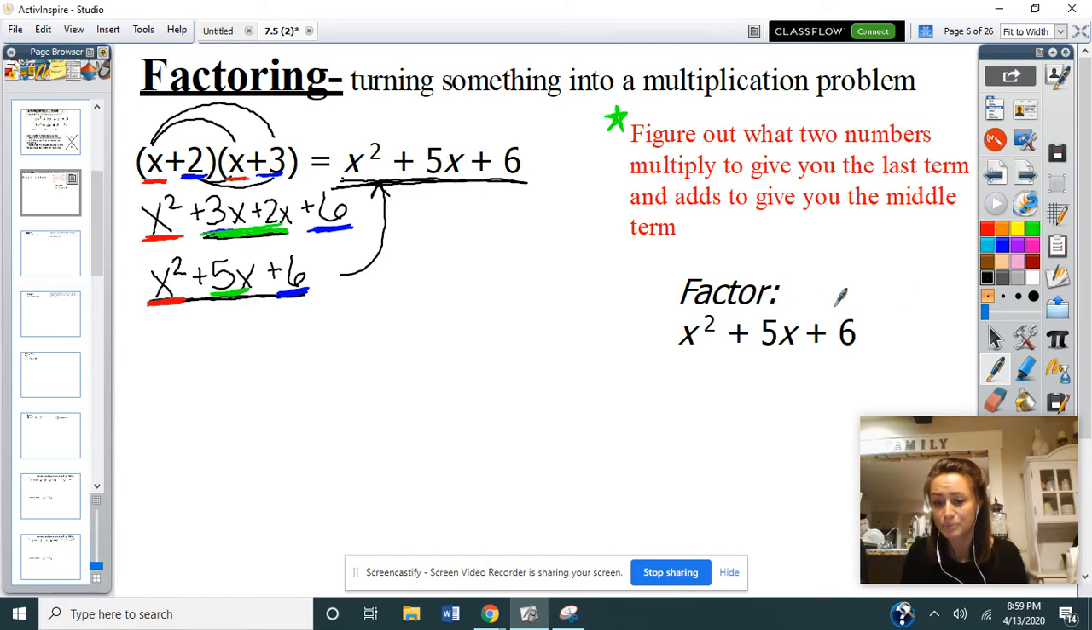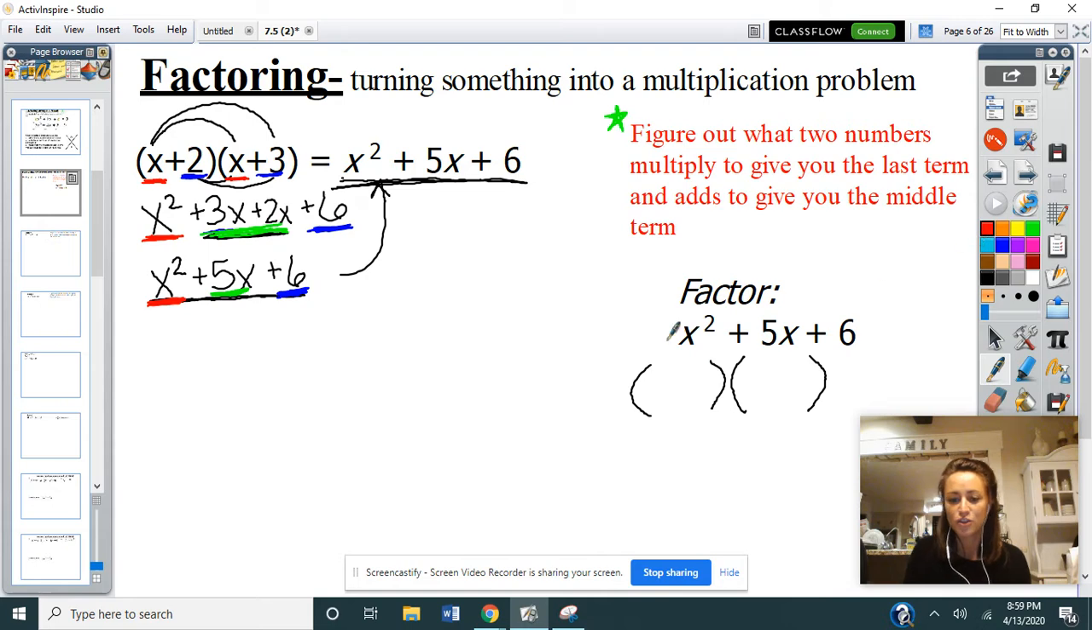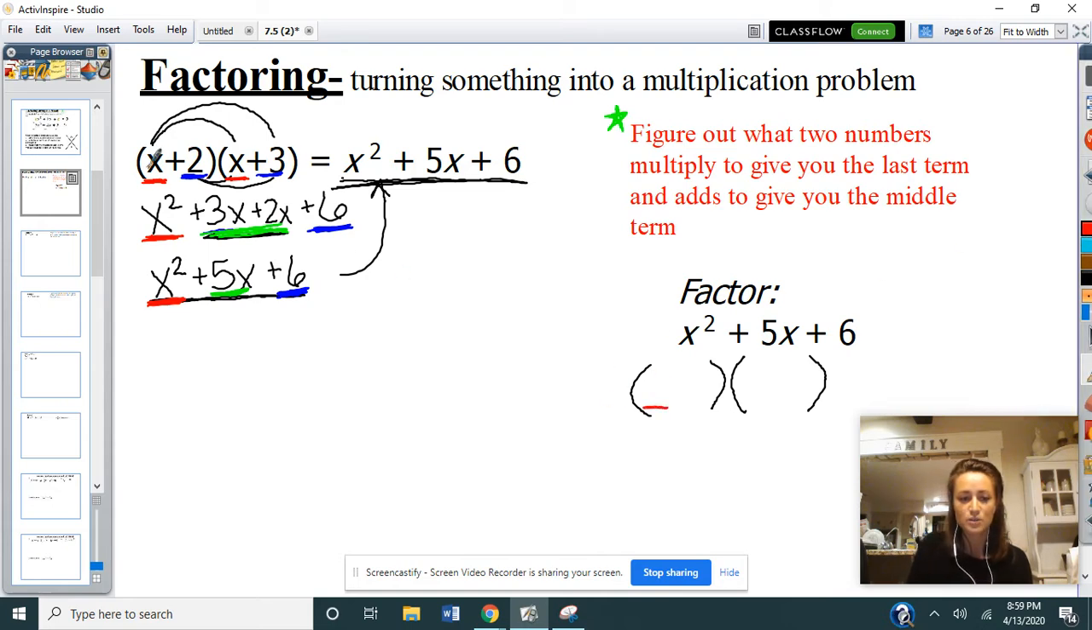We're going to do the same example, which we have the answer to right there, but I just want to show you the process. If I say factor this, we're going to turn it into a multiplication problem. So it's going to be something times something else. That's our goal. And like I said, these first two terms have to multiply to give you the x squared. So what two things multiply to give me x squared? Well, x times x does.